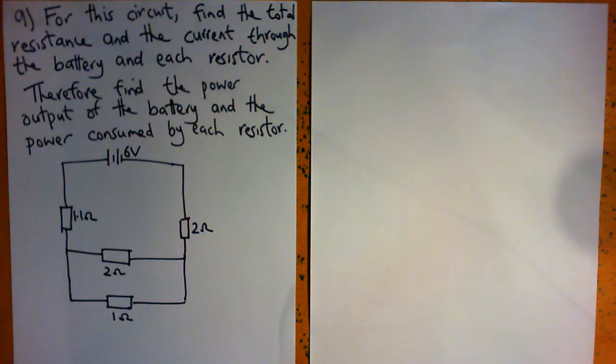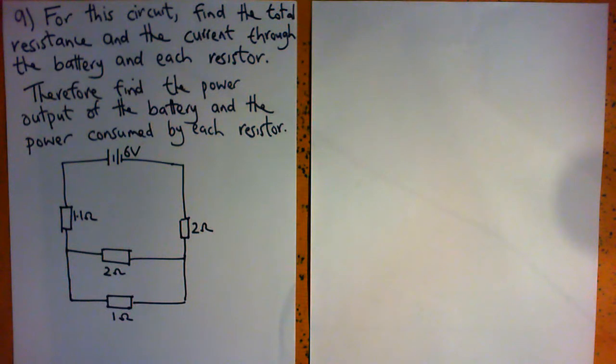Hello viewers, Electric Circuits question 9. For this circuit, find the total resistance and the current through the battery and each resistor. Then find the power output of the battery and the power consumed by each resistor.